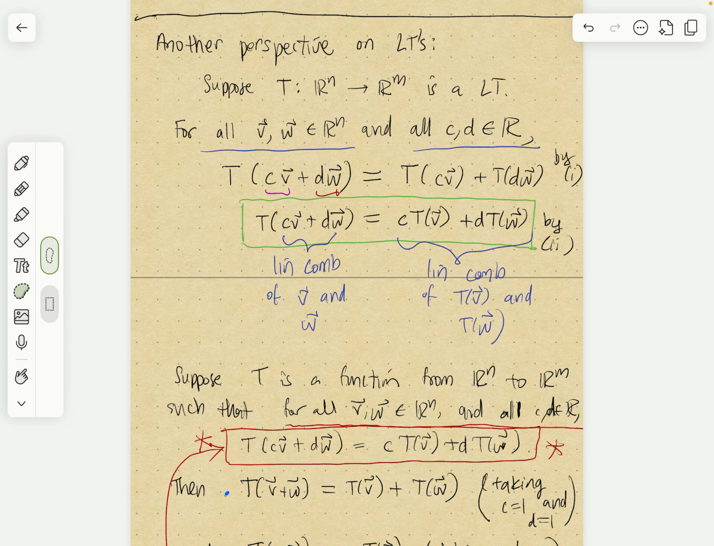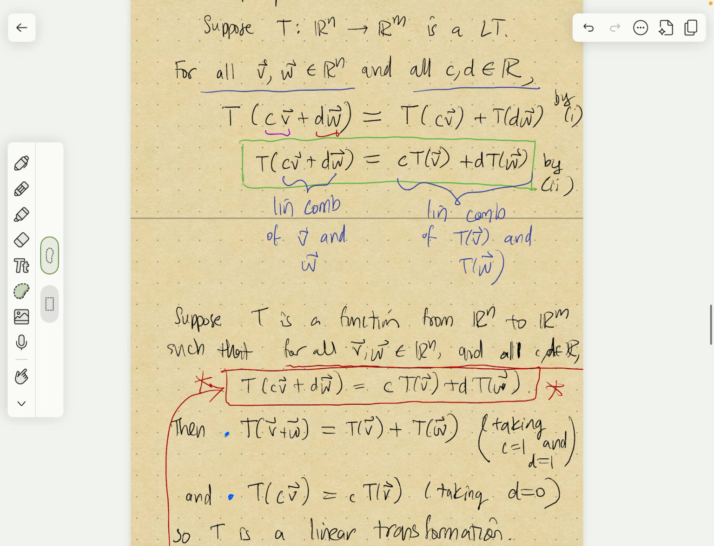And we saw another perspective of linear transformations. This linearity property can be phrased as saying that when you have a linear combination of v and w, cv plus dw, as your input, then the output has to be c times T of v plus d times T of w. In other words, the output has to be the corresponding linear combination of T of v and T of w.